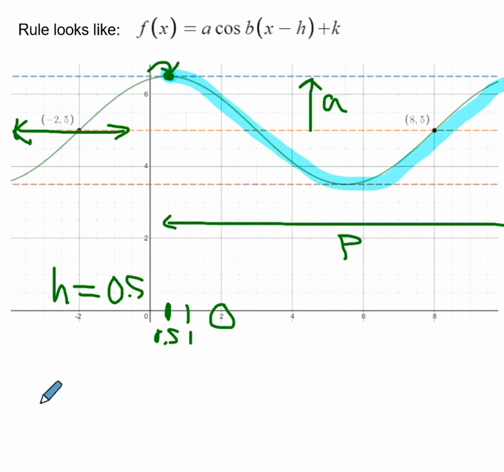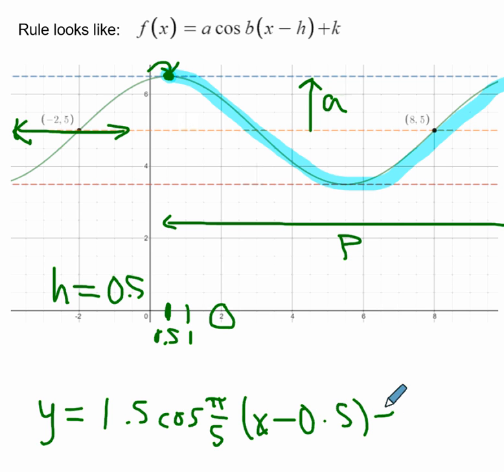So if you want to write down your rule using cosine, it would be 1.5 cosine of pi over 5 x minus 0.5 plus 5. This is one of the rules because you could have decided to start, let's say, down here. If I wanted to start down here, then it would be a negative cosine because I'm starting at the bottom. It would be negative 1.5 cosine, and then my h would be different. My h would be this one here, which is 5.5. So I could use also this rule.